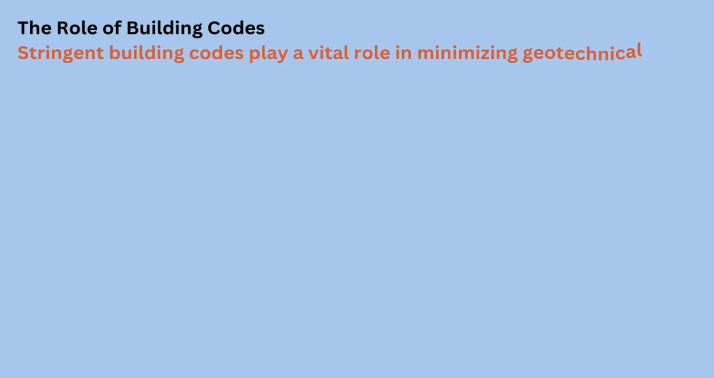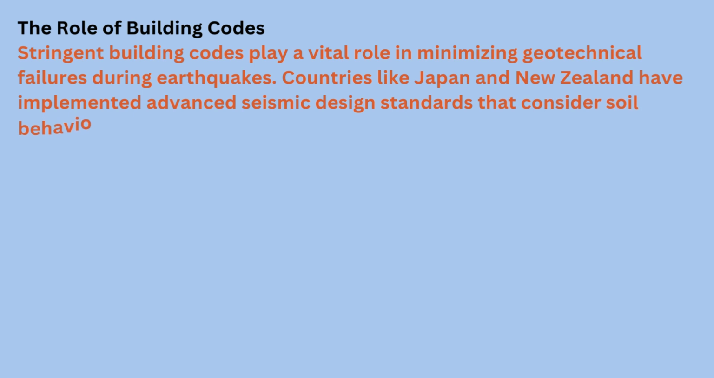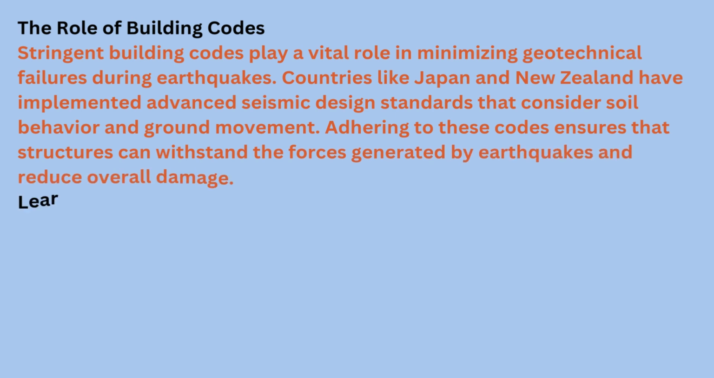The role of building codes. Stringent building codes play a vital role in minimizing geotechnical failures during earthquakes. Countries like Japan and New Zealand have implemented advanced seismic design standards that consider soil behavior and ground movement. Adhering to these codes ensures that structures can withstand the forces generated by earthquakes and reduce overall damage.